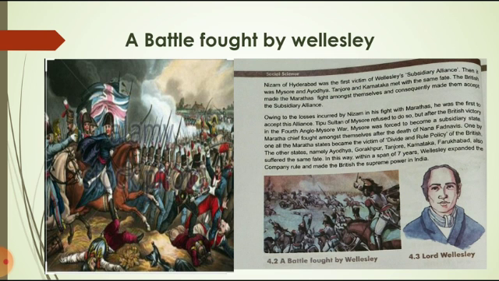One by one, all the Maratha states became the victim of the divide and rule policy, and so at that time everybody became a victim of the divide and rule policy of the British Empire.